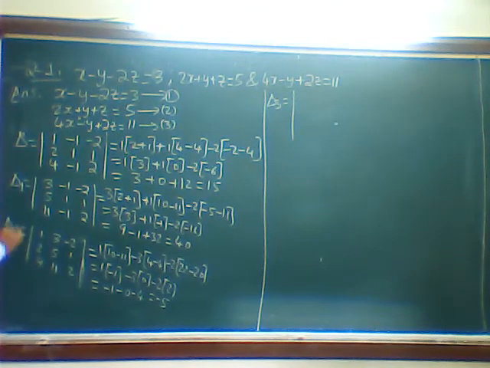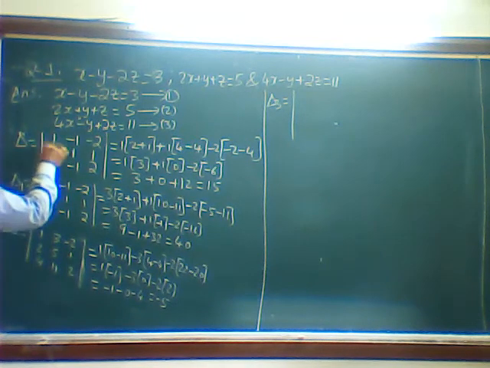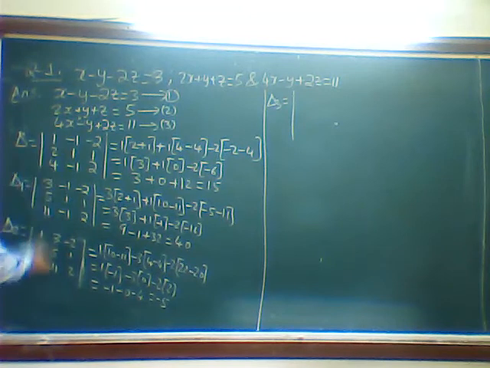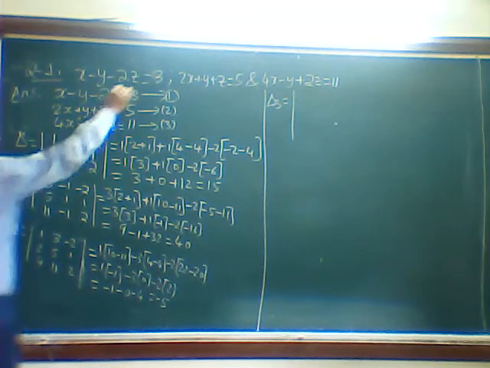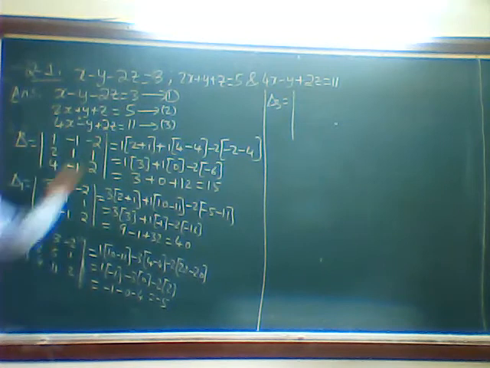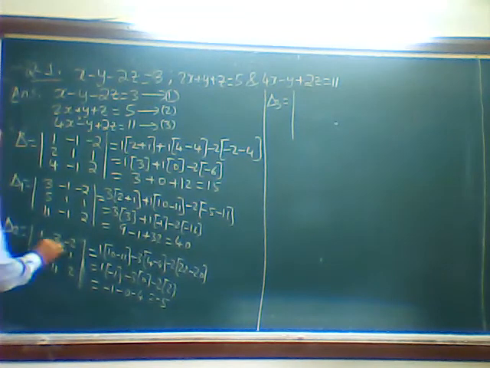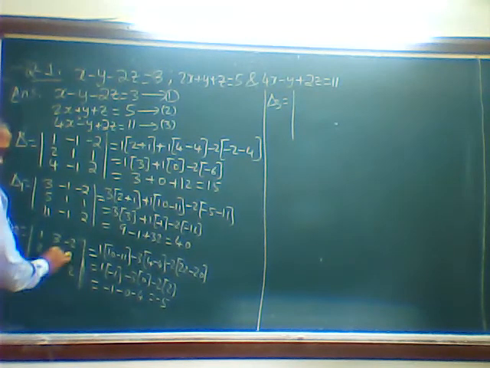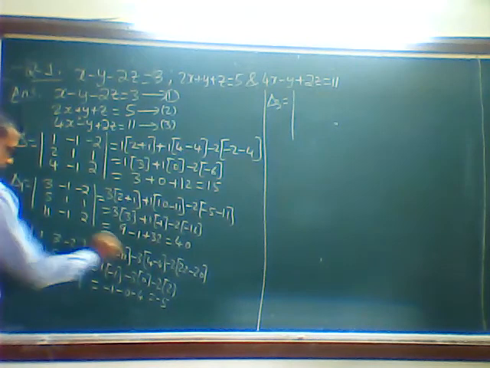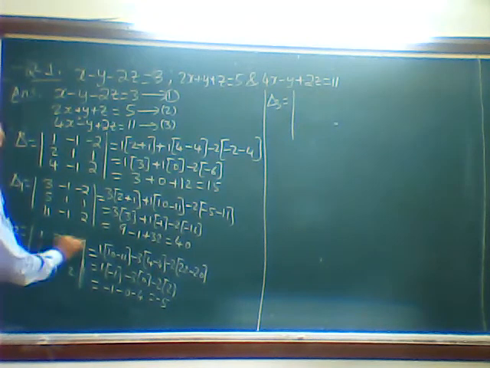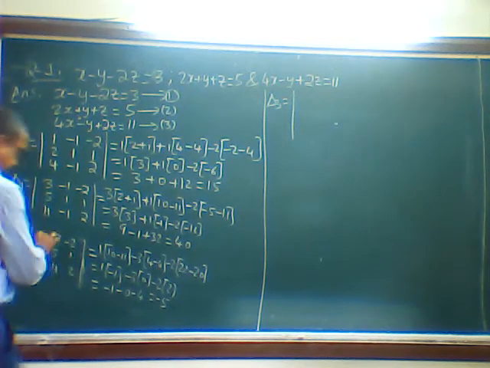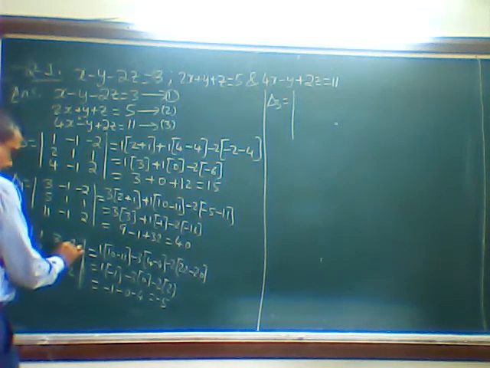Okay. Next, delta 2. How to find out delta 2? In this delta you have to observe: first column as it is. Second column, because it is x, y, z, second column is replaced by 3, 5, 11. Then third column as it is. Again expansion. First row, first column deleted. 5 into 2, 10. 11 into 1 is minus 11. Minus 3. 2 into 2, 4. 4 minus 4. Again, plus into minus is minus.